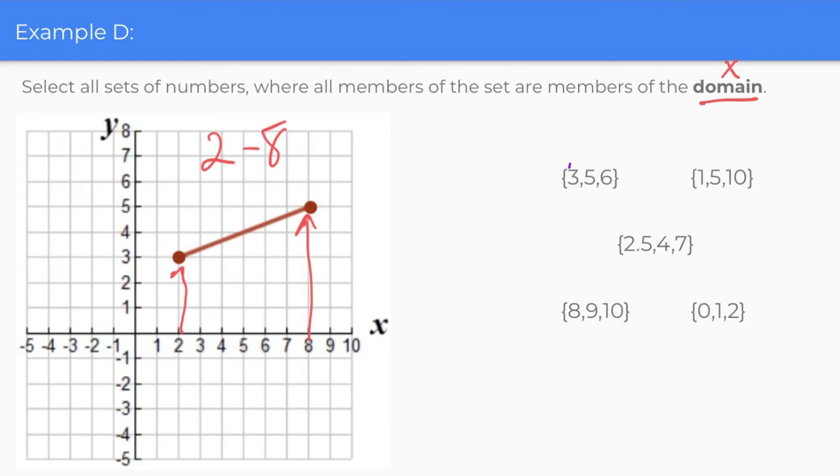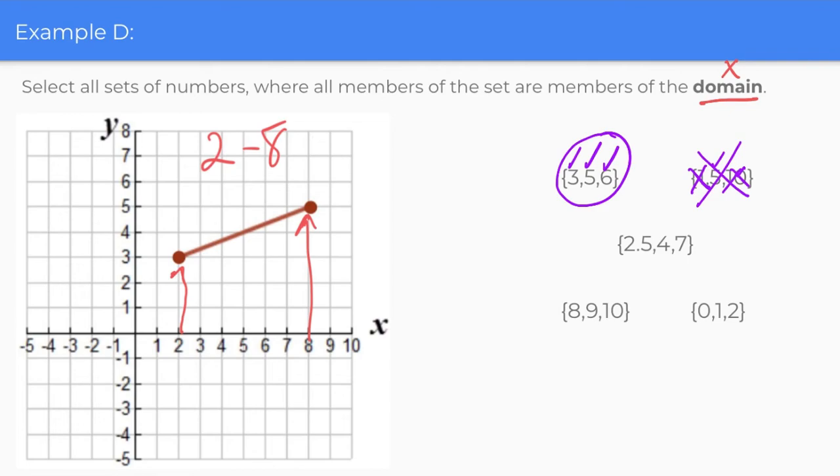So is 3 between 2 and 8? It is. Is 5 between 2 and 8? It is. Is 6 between 2 and 8? It is. So since all 3 of those do, that is a correct answer. Now, does 1 fall between 2 and 8? No. Does 5 fall between 2 and 8? Yes. Does 10 fall between 2 and 8? No. So unfortunately, we've got 2 answers that are wrong there, so that one does not work.